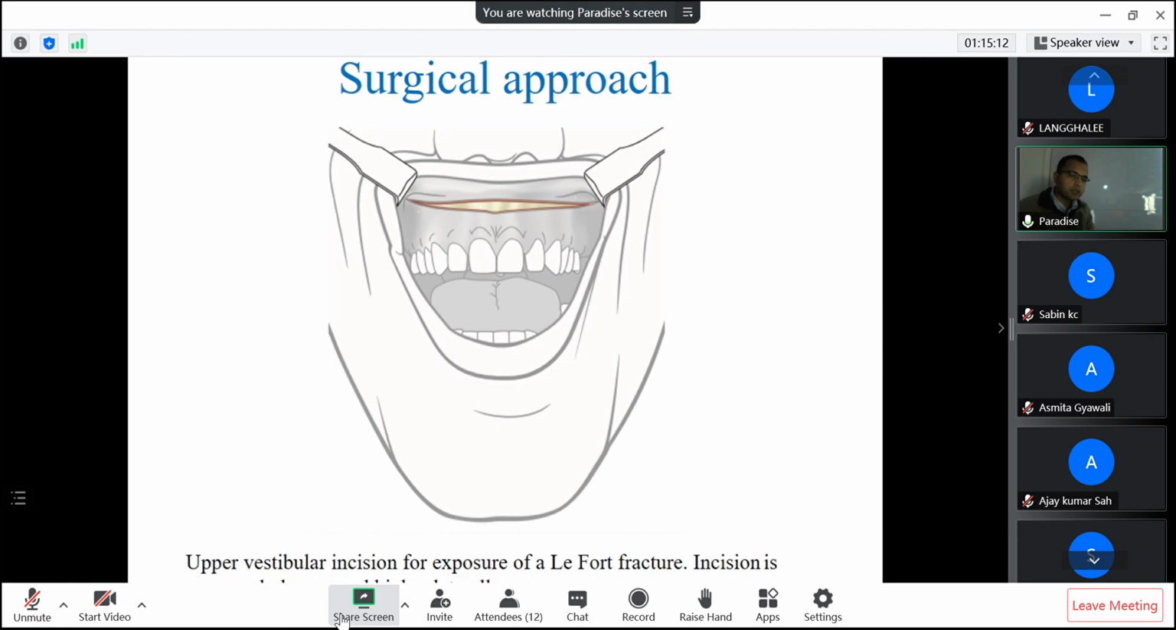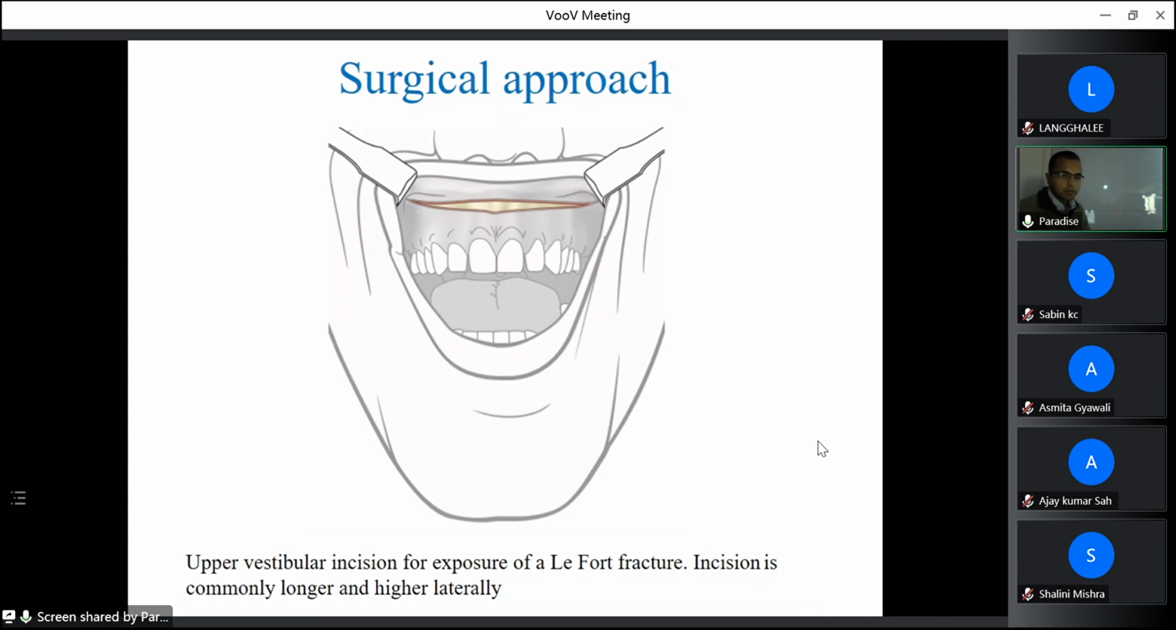Through the transoral vestibular incision, you can expose the NM buttress, ZM buttress, as well as sometimes the infraorbital rim, and you have to reduce the fracture fragments and do fixation with mini plate and screw. Reconstruction plate is not used in case of midface fracture. Aesthetic is a major problem in case of midface fracture. For aesthetic reasons, never give incision directly over the skin in the midface.